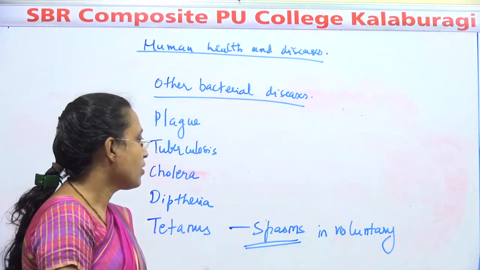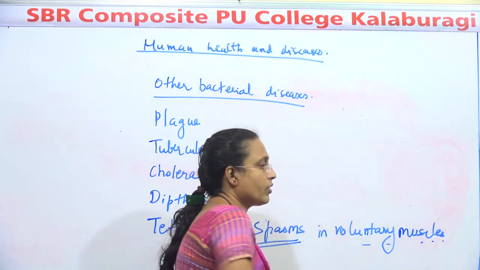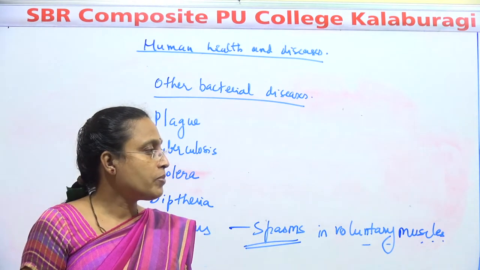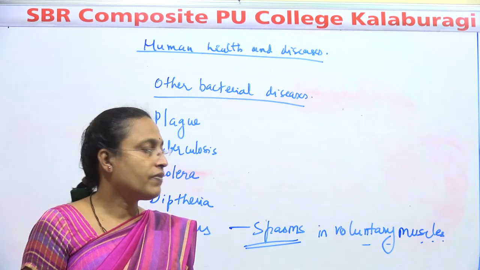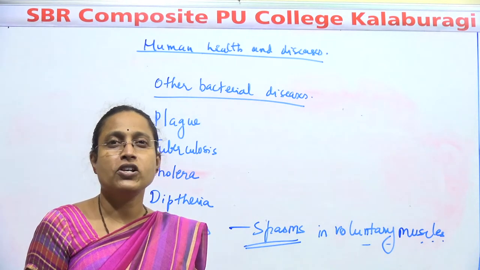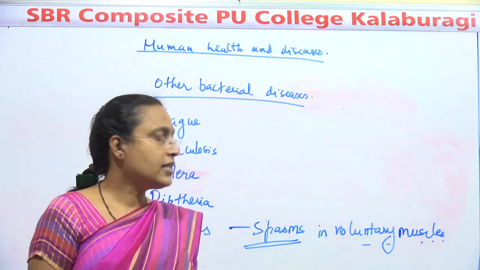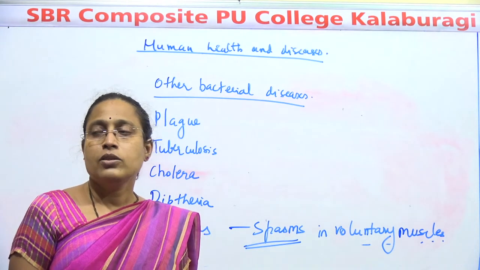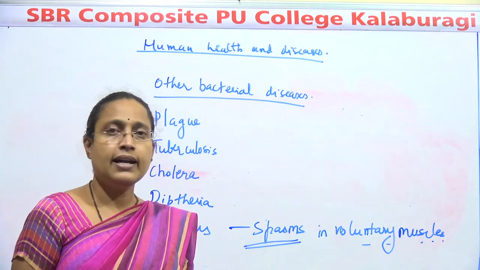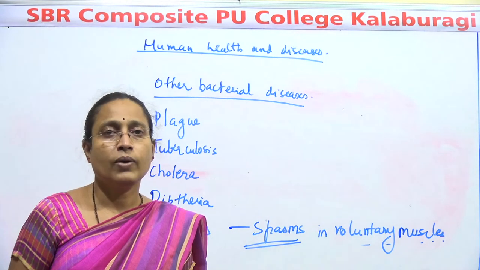Spasms in voluntary muscles. For example, the jaw muscles can undergo spasm, the facial muscles can undergo spasm, and it can spread to other voluntary muscles of the body. Then a point comes where there can be difficulty even in swallowing, because all functions that include the voluntary muscles can be affected due to tetanus. This bacteria's spores are highly resistant, and it is present in the soil. If there is any deep wound, through that deep wound this bacteria can enter the human body. Therefore, people go for a tetanus injection in order to avoid the infection, because it is highly pathogenic.